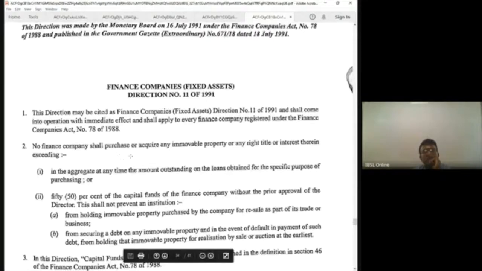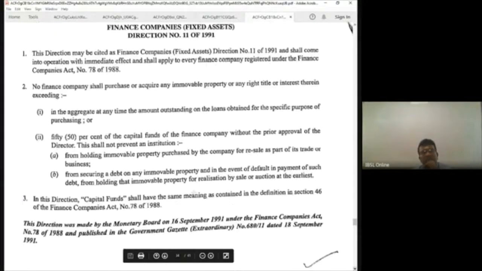No finance company shall purchase or acquire any immovable property or any right, title or interest therein exceeding in the aggregate, at any time, 50% of the capital funds of the finance company. Okay, so when you are acquiring immovable properties, that cannot be more than 50% of capital funds.